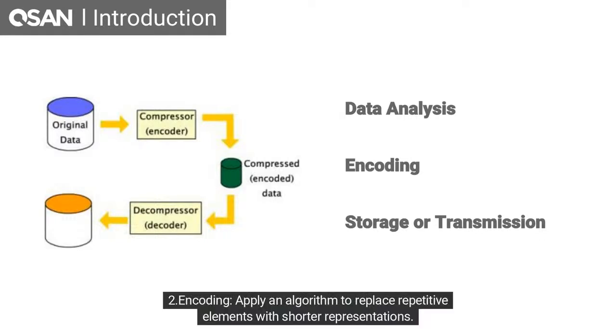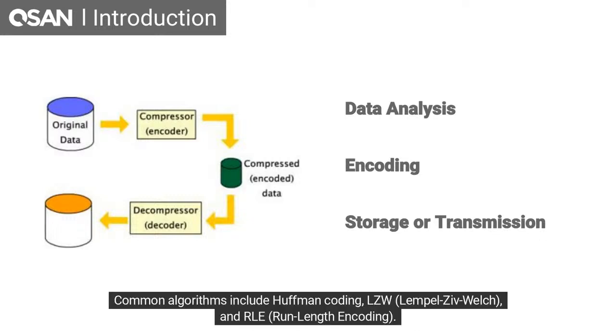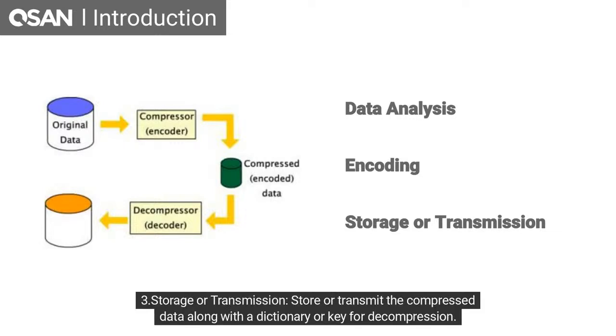2. Encoding. Apply an algorithm to replace repetitive elements with shorter representations. Common algorithms include Huffman coding, LZW (Lempel-Ziv-Welch), and RLE (run-length encoding). 3. Storage or transmission. Store or transmit the compressed data along with a dictionary or key for decompression.